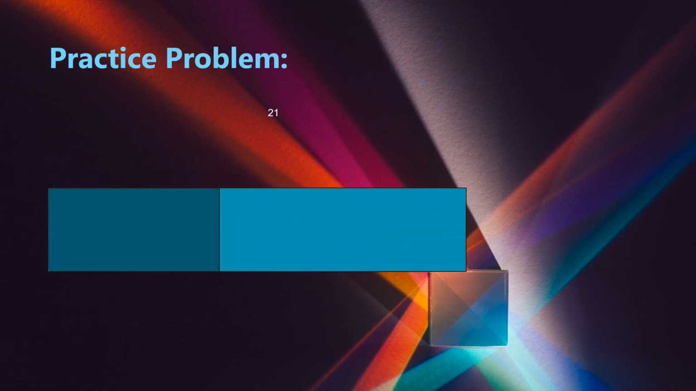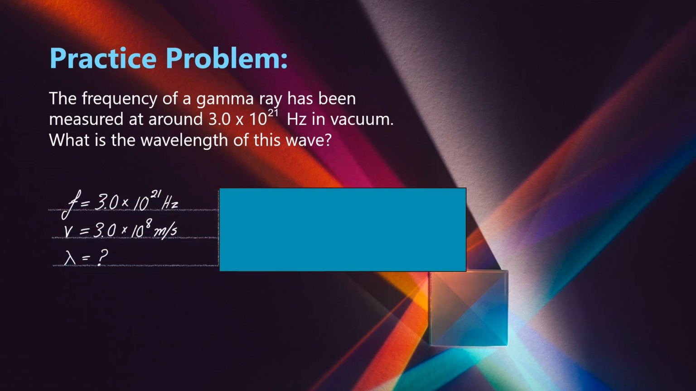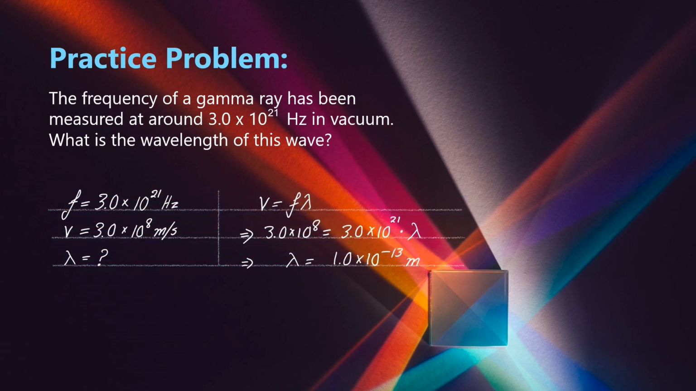All right, so here is a problem. The frequency of a gamma ray has been measured at around 3 times 10 raised to power 21 hertz in vacuum. What is the wavelength of this wave? So take a minute, write down your givens, and solve the problem. Okay, these should be your givens, and this should be your answer.